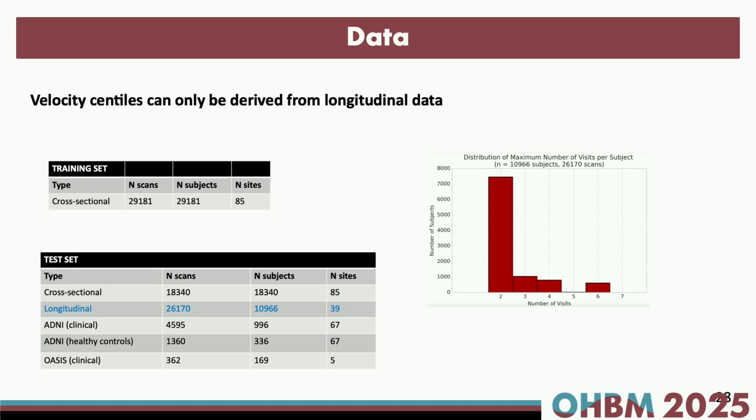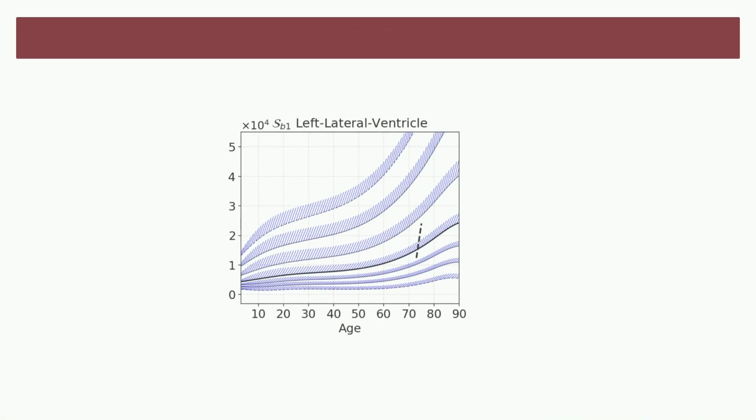This is my training set. I trained my normative models on a large cross-sectional data set, and then I had a very carefully put together test set that also contained cross-sectional data, but also a lot of longitudinal data. Here you see the distribution of follow-up points in the longitudinal data. We had up to 6 follow-up points. And then I also had clinical subjects, because I wanted to validate it in Alzheimer's. And then you see some results.